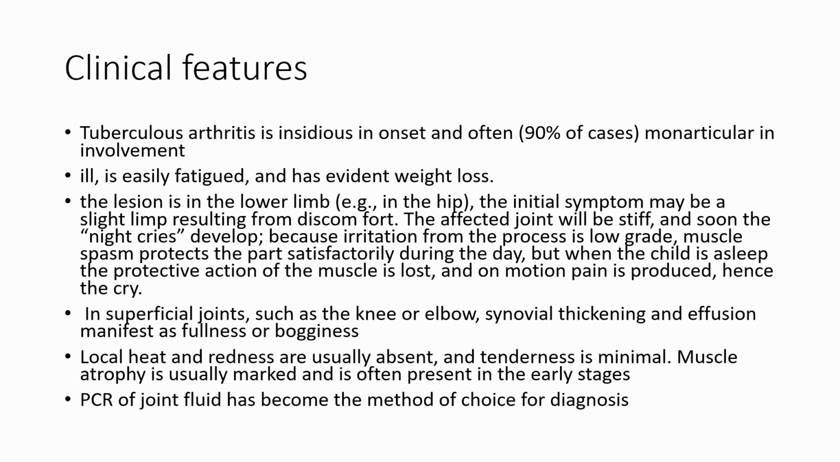In the clinical features of tubercular arthritis, the child is usually ill and has weight loss and is fatigued. The lesion is usually seen in the hip. The initial symptom may be limping, and there are night cries. Also, in superficial joints like the knee or elbow, there is effusion and synovial thickening, which is seen as bogginess and fullness. Apart from that, local heat and redness are usually absent, and tenderness is minimal. PCR of the joint fluid is the method of choice for diagnosis of tubercular arthritis.